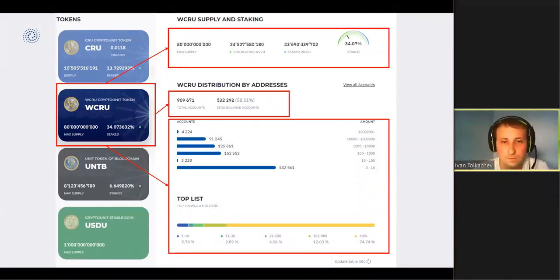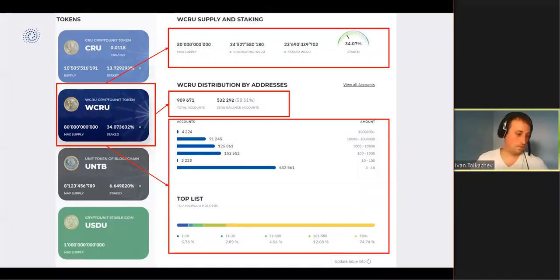And the maximum issue of this token will be 80 billion. As of today, there is 1/3 in circulation, 24.5 billion. And this is interesting information for those who are not holders of this token yet, because 2/3 of these tokens are not sold, and everyone can become an owner of this token.